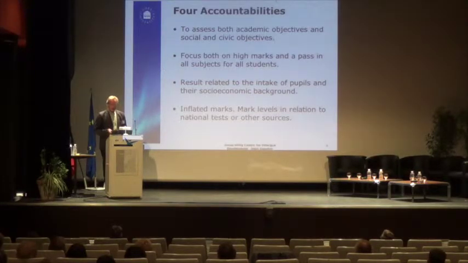I'm going to talk about 4 accountabilities to assess both academic objectives and social and civic objectives in schools. Focus both on high marks and pass in all subjects for all students. Results related to the intake of pupils and their socioeconomic background. And lastly, inflated marks. Mark levels in relation to national tests or other sources. If we fix that, we have a more secure accountability at schools.